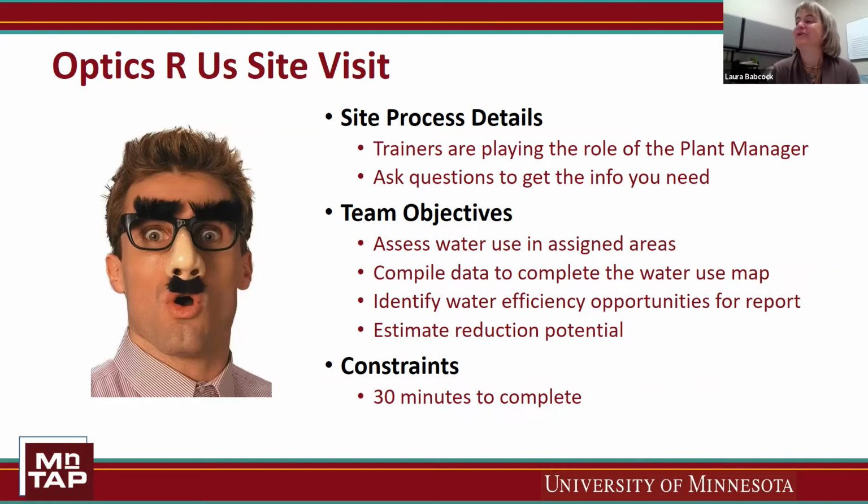And so you can ask them for questions for additional information that you feel you need. They have information on many of these operations. Your objective is to assess the water use in the assigned areas, compile the data to complete our water map, identify water use and efficiency opportunities, and we'll report those out when we come back together, and estimate a reduction potential for this company. We'll be working on this for about 30 minutes.